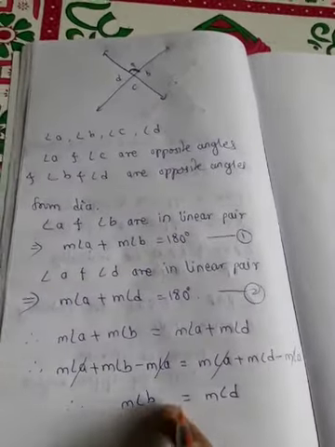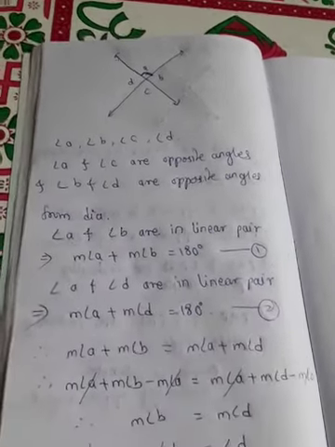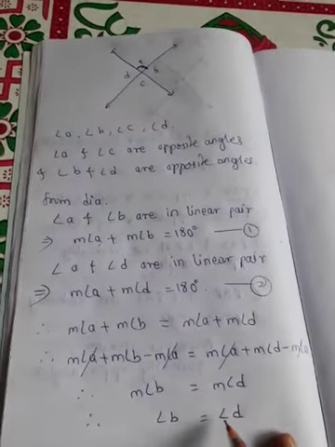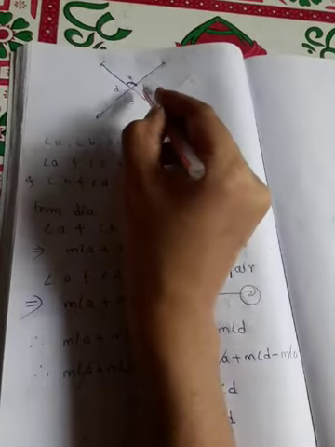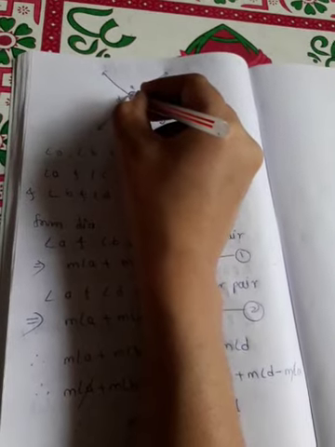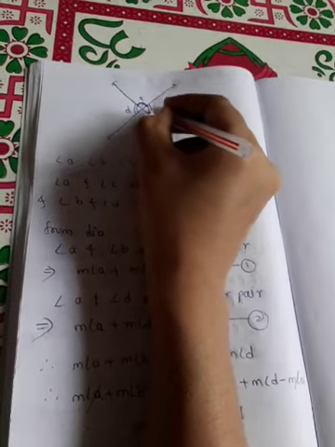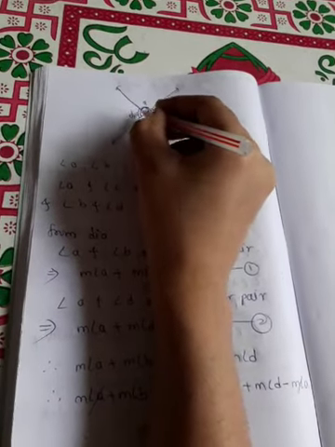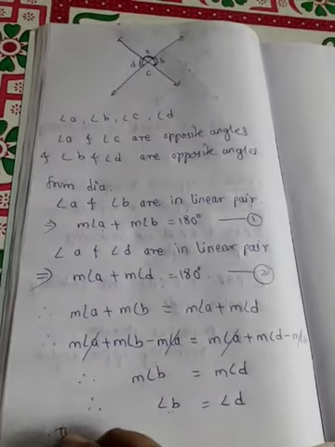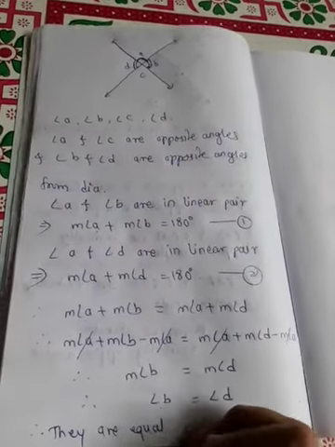Since the measure of angle B is equal to the measure of angle D, means what? Angle B is equal to angle D. So by this we got the information that angle B is equal to angle D. They are equal means their measures are the same, or they are congruent to each other. Angle B is equal to angle D means they are equal in measure, or we can say that they are congruent.